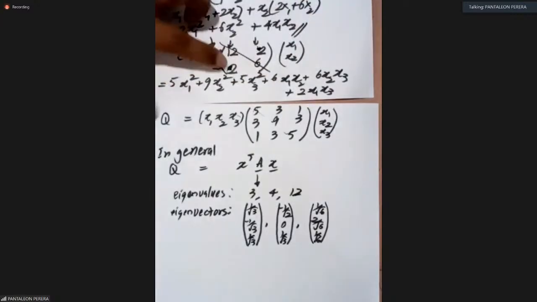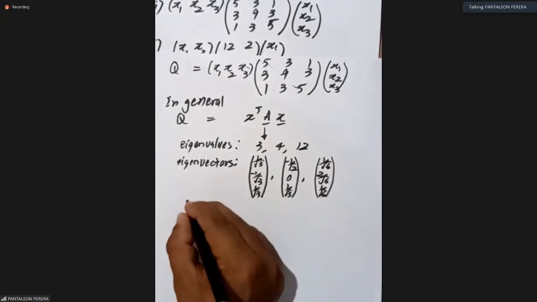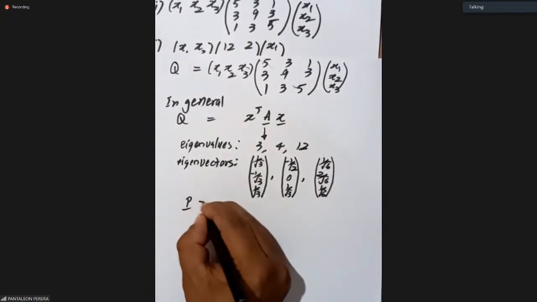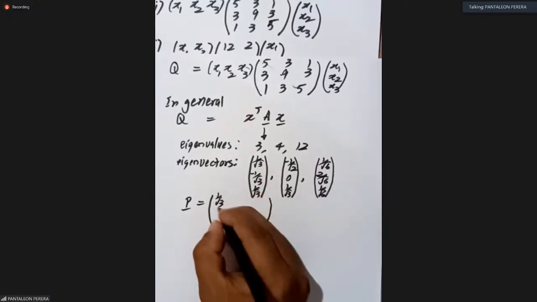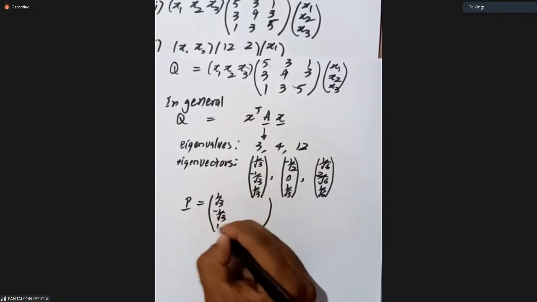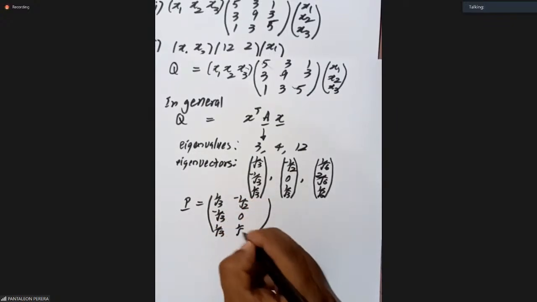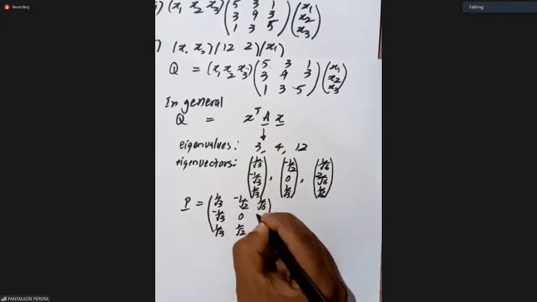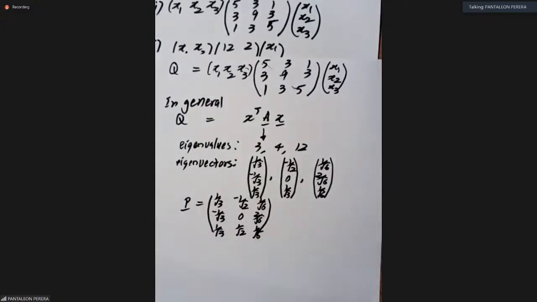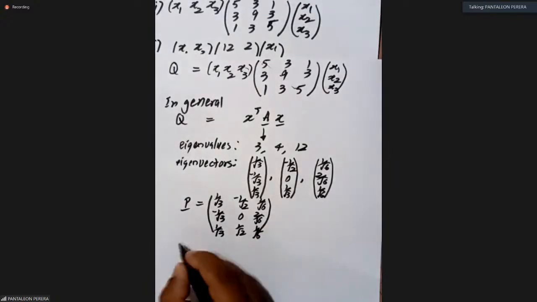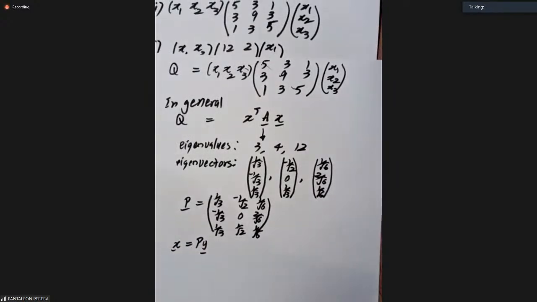These are the eigenvectors. Now you form a matrix. How? Arranging these as columns. Now we'll use the transformation. What is the transformation? X is equal to Py.